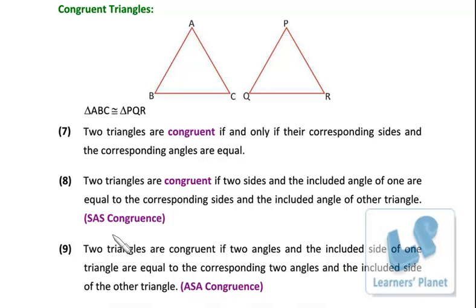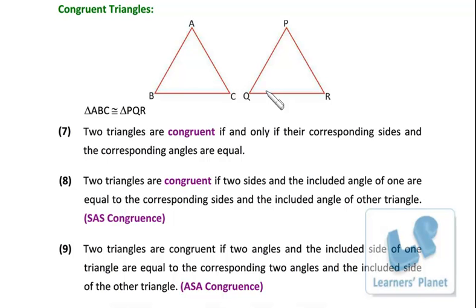So for that we have a test, that is SAS congruence. SAS means side, angle, side, right? Suppose side AB is equal to side PQ, side BC is equal to side QR, and the included angle is equal, that is angle B is equal to angle Q, then it is known as SAS congruence.